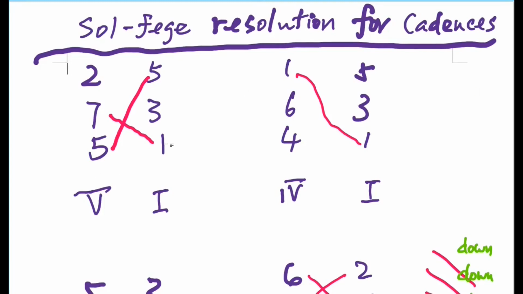1 stands for Do, 2 stands for Re, 3 stands for Mi, 4 stands for Fa, 5 stands for So, 6 stands for La, and 7 stands for Ti. Let's look at 5-1 cadence.